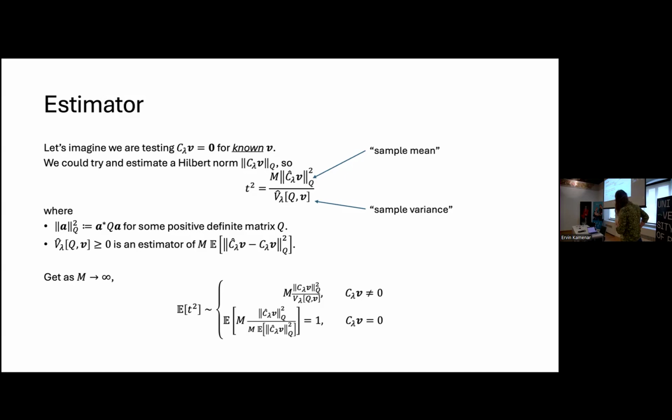On the other hand, if this true value is equal to 0, then this thing here, C hat lambda of V squared, is going to decay as order 1 over m because it's like the central limit theorem. So this thing, m times C hat lambda of V squared, is going to be order 1. And then we divide by a constant, so it's going to stay of order 1. In fact, you can show that the expectation of this thing should converge to exactly 1. So again, we have this dichotomy, right?